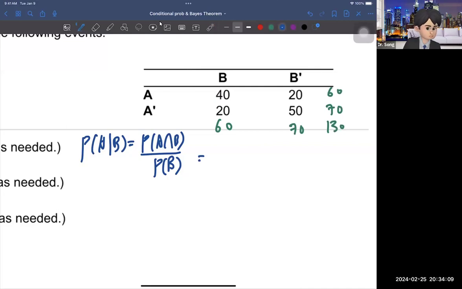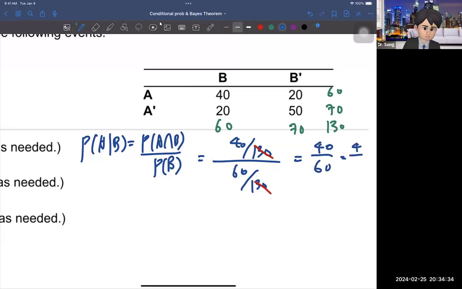Then you can find the probability B, the denominator, first. So the B is 60 over 130. So the probability is 60 over 130. What about the probability A intersection B? So A intersection B is 40 out of the 130. So that means 40 over 130. So we have a complex fraction. These 130s cancel out. We have 40 over 60. That is the same as 4 over 6 or 2 over 3.